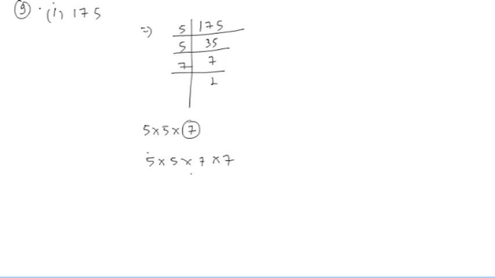So what is this number? 25 into 49. The number is 1225. This new number is 1225. So the square root of 1225 will be 35. Okay. In the same way, solve these questions.